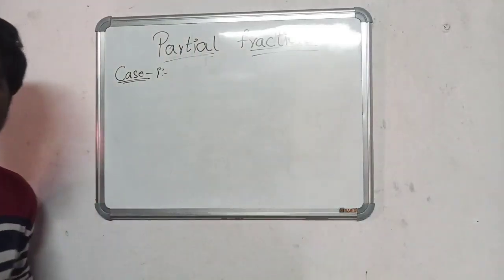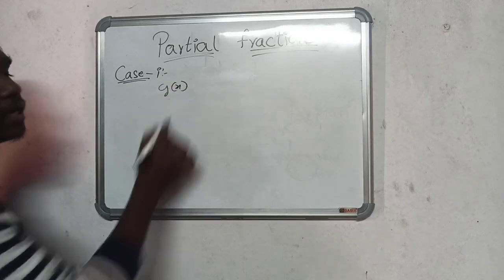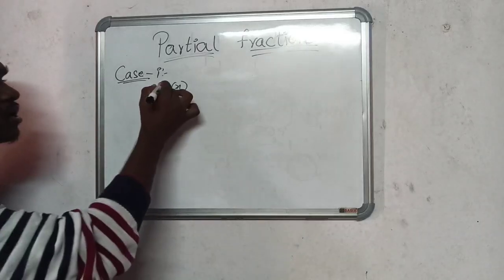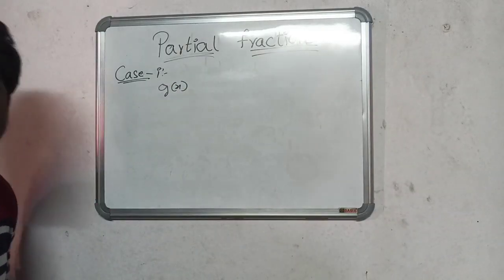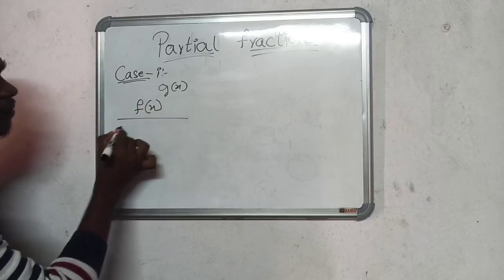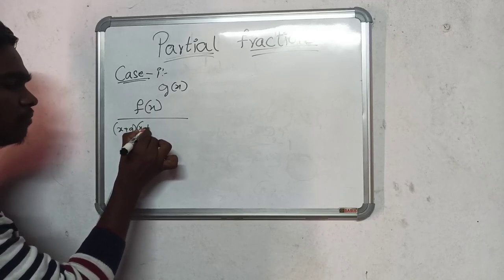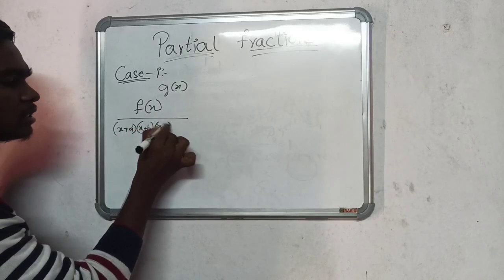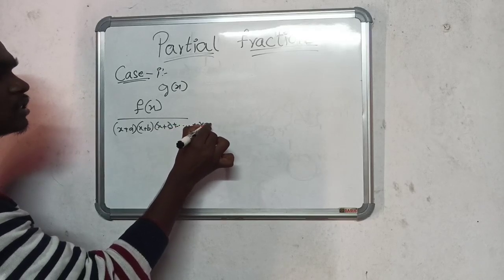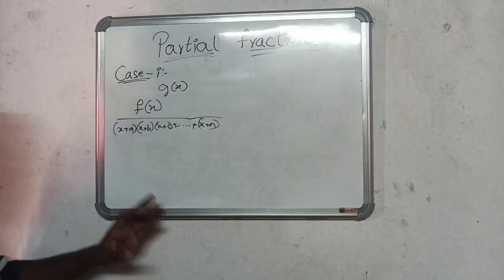Case 1. In case 1, g of x has non-repeated linear factors. G of x contains non-repeated linear factors. Example, f of x by x plus a into x plus b into x plus c, and so on, up to x plus n. This is the form.